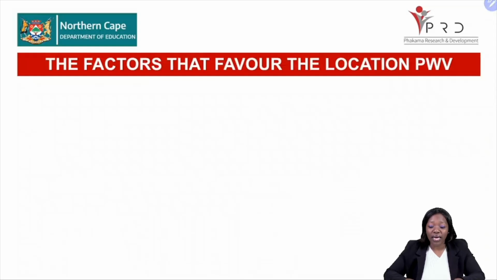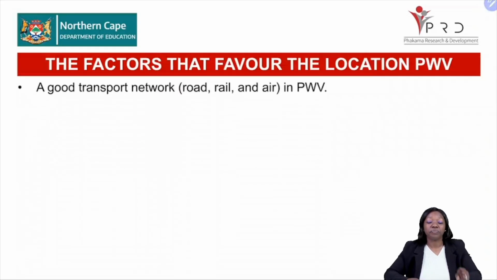Then we're looking at the factors that favor the location of this PWV, because we cannot just say we're going to create an industrial region in this area or in this province. There are supposed to be factors that will favor its location. So number 1, the good transport network.